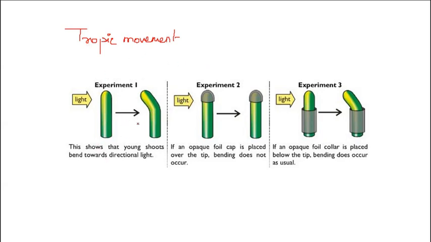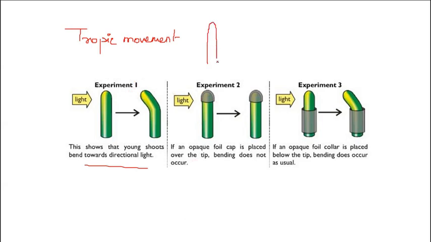So if this is a coleoptile and here is a shoot inside, this region, which is the shoot of a monocot plant, is covered by the coleoptile when they are in the young stage, and this coleoptile is very sensitive to light.